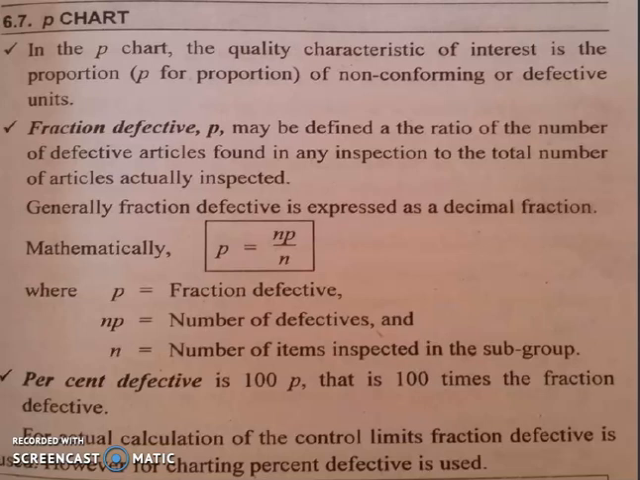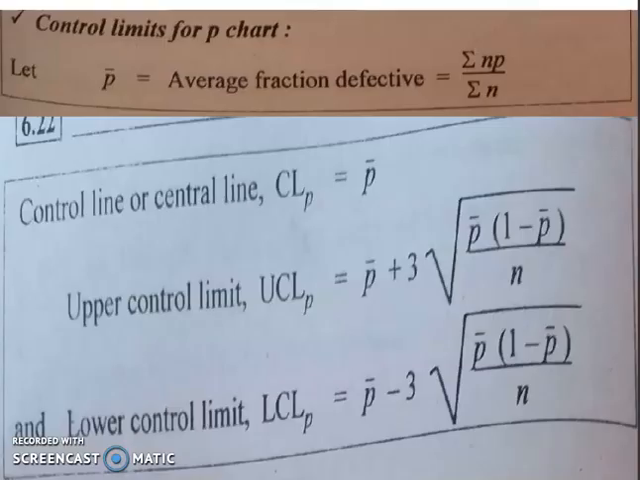NP means number of defectives in a sample, divided by N, that particular sample size. Where the average fraction defective is P bar, calculated as summation of NP divided by summation of N. If you have calculated the P bar value, then the central line for the P chart is P bar. UCL for the P chart is P bar plus 3 into square root of P bar into 1 minus P bar divided by N.